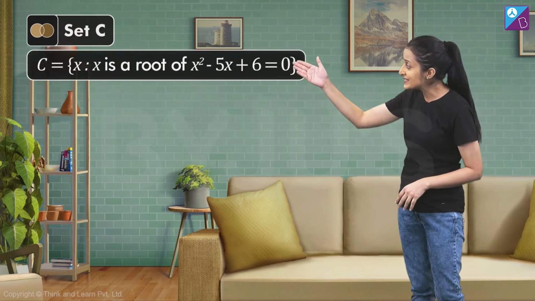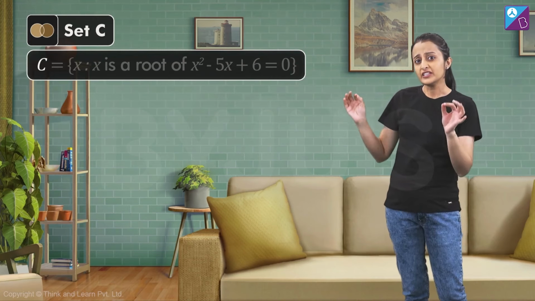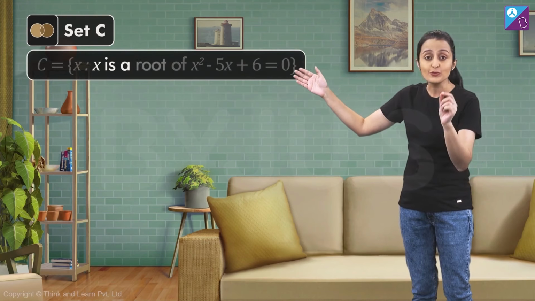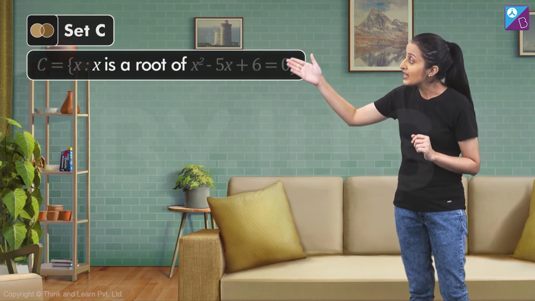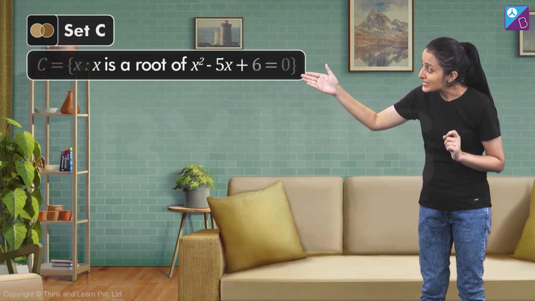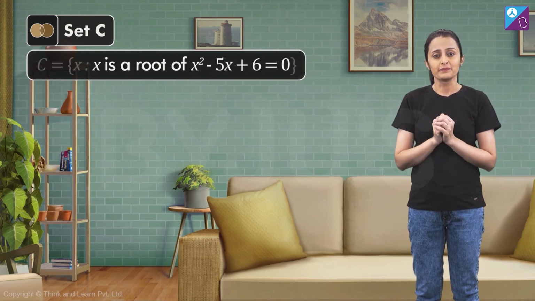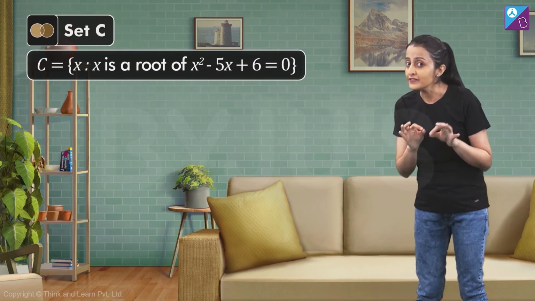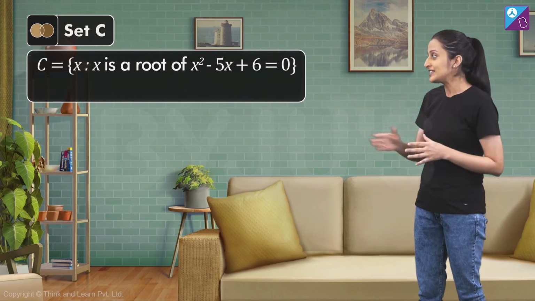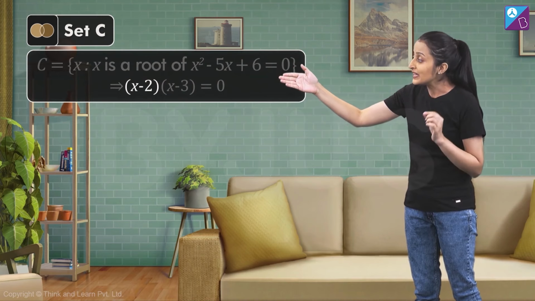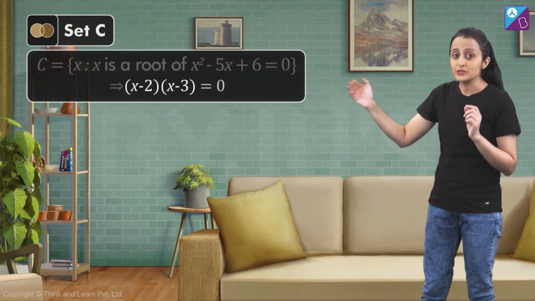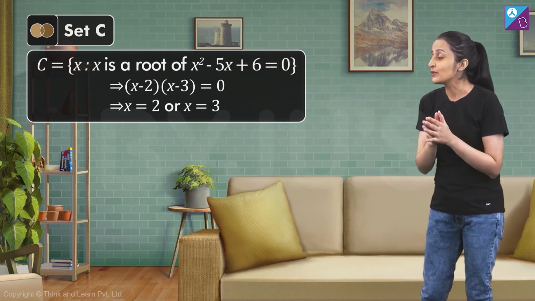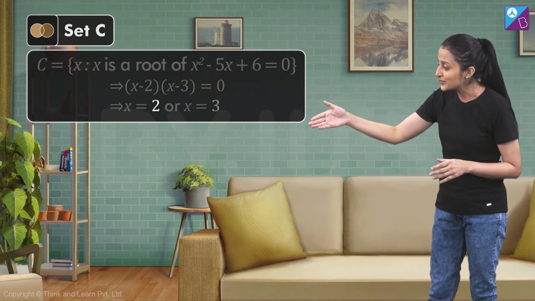How about this set C, which contains all the elements x such that x is a root of the quadratic equation x squared minus 5x plus 6 is equal to 0? Is it a finite set? If we were to solve this equation, we will write it as (x minus 2) into (x minus 3) is equal to 0. This means that the roots of the equation are 2 and 3.